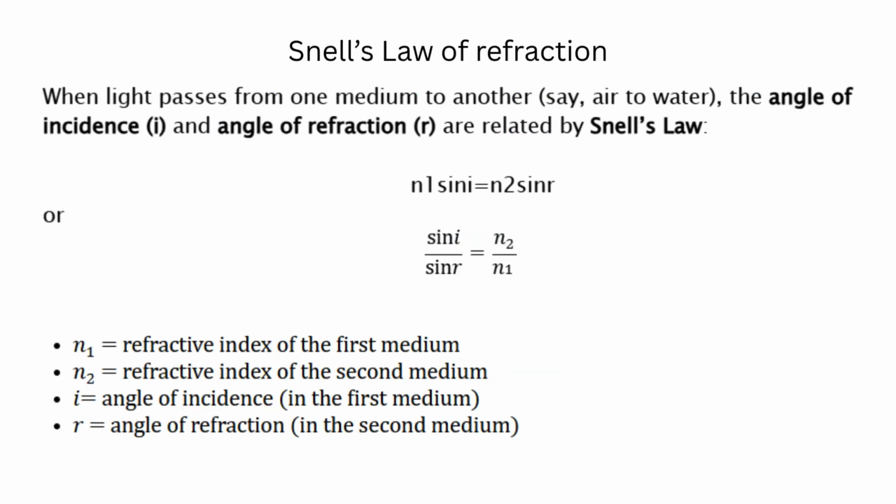Snell's law of refraction. Let us assume that light starts from a medium of refractive index n1 and then undergoes refraction into another medium of refractive index n2. If i is the angle of incidence and r stands for angle of refraction, then i and r are related by the formula n1 sin i equals n2 sin r. Or we can write it as sin i by sin r is equal to n2 by n1, which is the Snell's law.